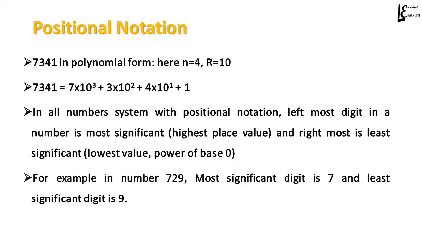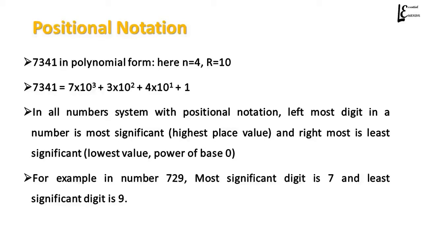Here we represent 7341 in polynomial form. Here n is equal to 4, the number of digits, and the base is 10 because it's a decimal number. So 7341 can be written as 7 multiplied by 10 power 3 plus 3 multiplied by 10 power 2 plus 4 multiplied by 10 power 1 plus 1. In all number systems with positional notation, the leftmost digit in a number is most significant. It means it has the highest place value, and the rightmost is least significant. The lowest power of the base is 0.